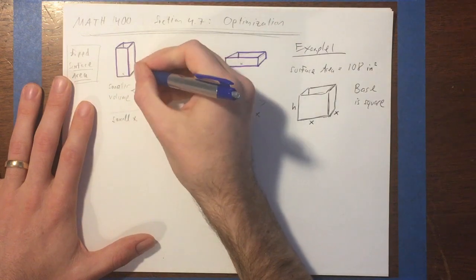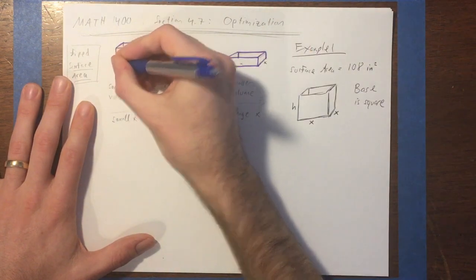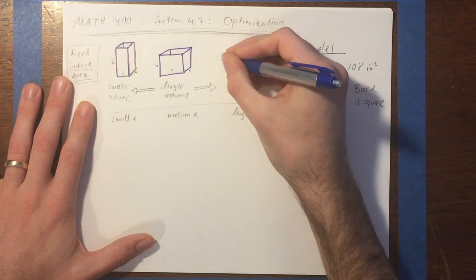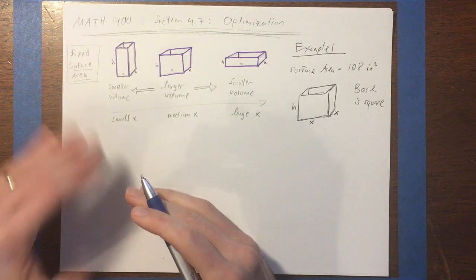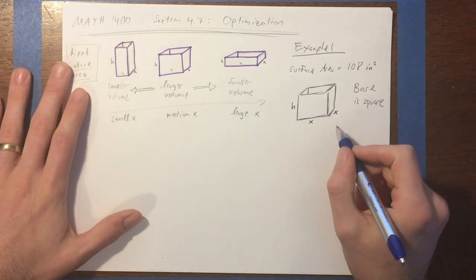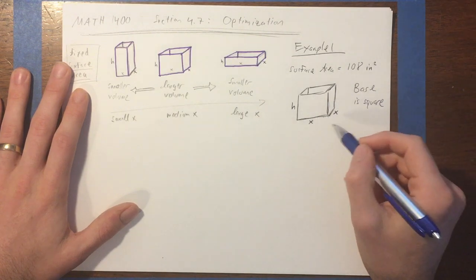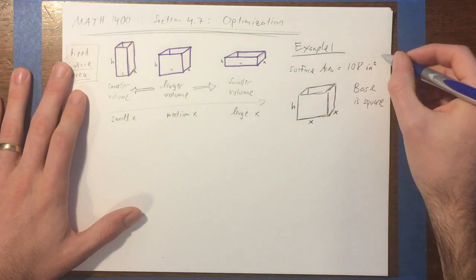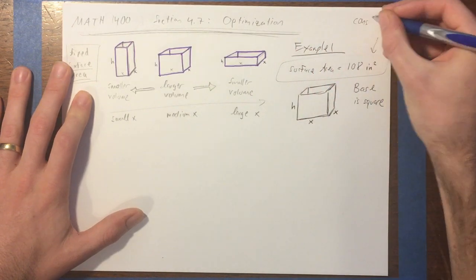I'm imagining this is x and this is also x. That's x and that's x, that's x and that's x. And then the height is changing to accommodate the change in x and ensure that the surface area is always constant. So the question is then going to be, what is the maximum volume that such a box can contain, given this, what we call a constraint? This here is our constraint.